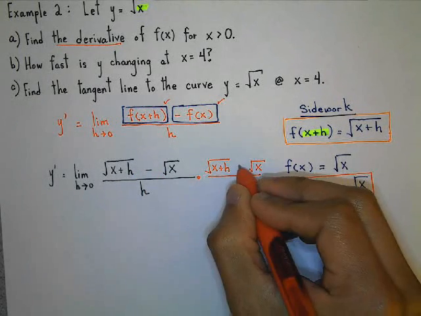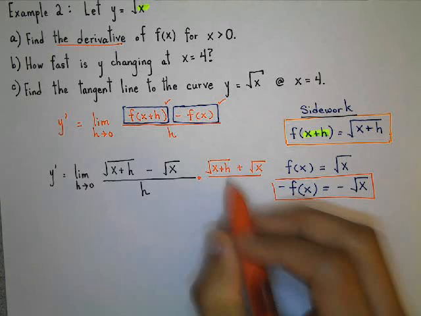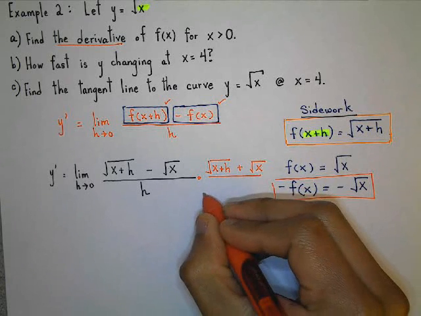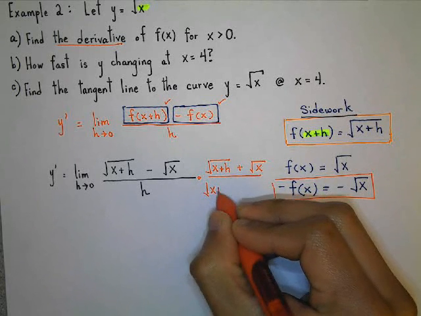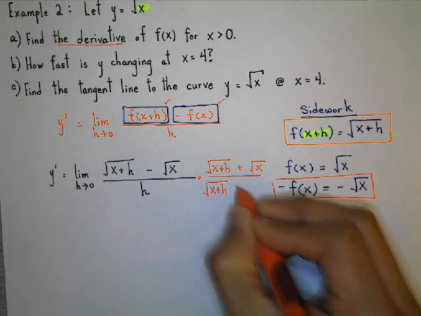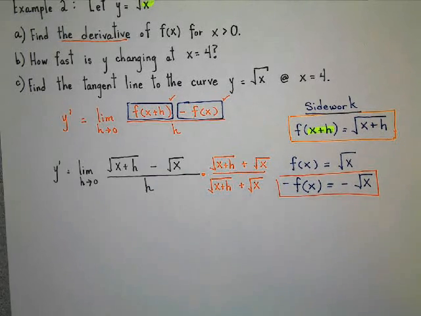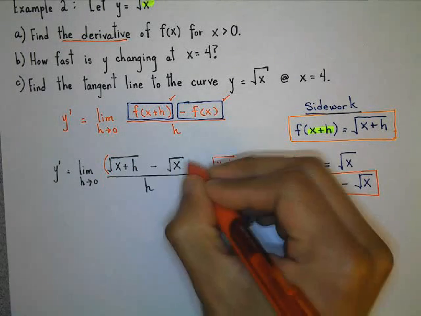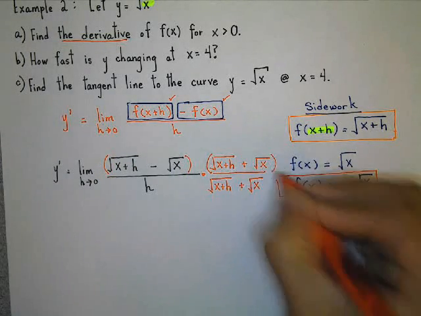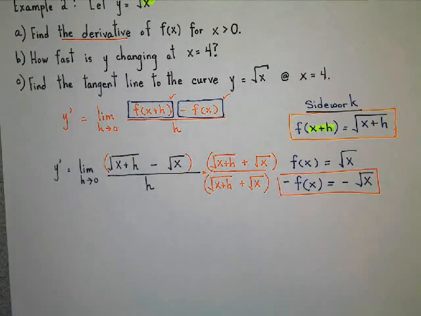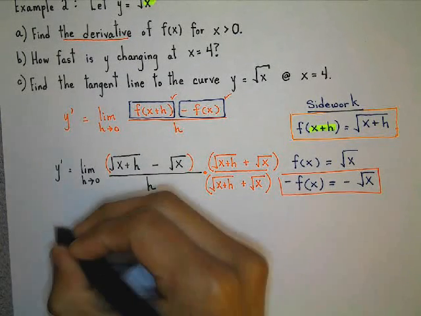So instead of a negative, it becomes a positive. And whatever I do to the numerator, I have to also do to the denominator. So notice it's going to be the same exact thing. Now I'm going to wrap some parentheses around this stuff because we're going to have to multiply this thing out. And we'll do it step by step here.